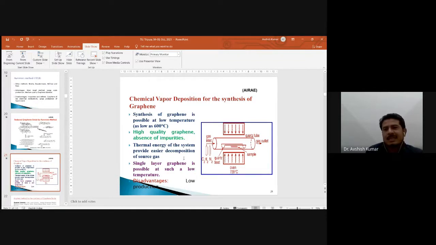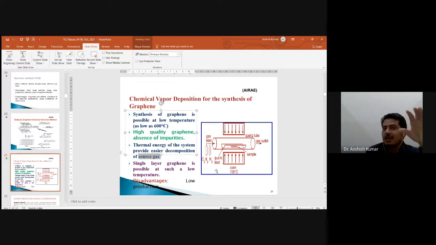So these CVD techniques I have used a lot, and still we are using it for the synthesis of carbon nanotubes and high quality graphene. And here the main advantage is that you will get fewer impurities. In this technique, basically thermal energy of the system will provide easier decomposition of the source gas. Here you will take a source gas, and particularly if I specify that source gas, you can use methane or you can use acetylene. Mostly people use methane, and we have also used methane gas, and we have successfully synthesized graphene.